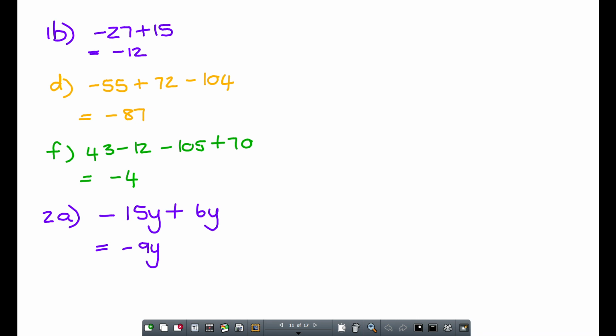Okay, then at number 2, they said simplify the following. Now we said that when we add or subtract, we can only add or subtract like terms. Do you remember that? Meaning the unknowns must be the same. So at 2a, they say minus 15y plus 6y. Can you see they both have y as an unknown? So they are like terms, and I am allowed to go and add and subtract. Any questions up until there? No. Okay, can I skip?